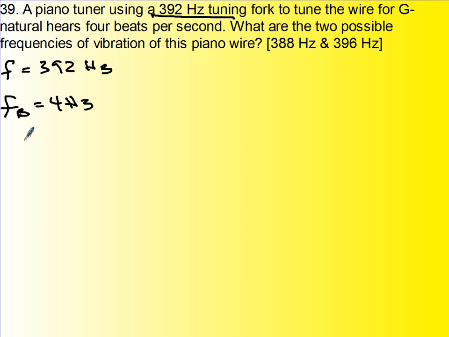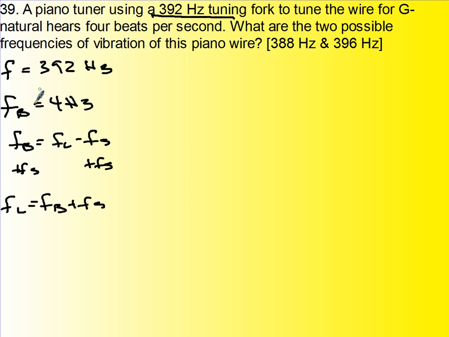All right, F beats is F larger minus F smaller. Let me solve this for F larger. Okay, so if I add F smaller to both sides, F larger is F beats plus F smaller. So if this is the smaller, then this is 4 plus 392, or 396 hertz.